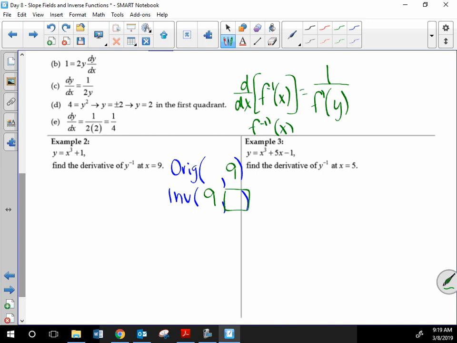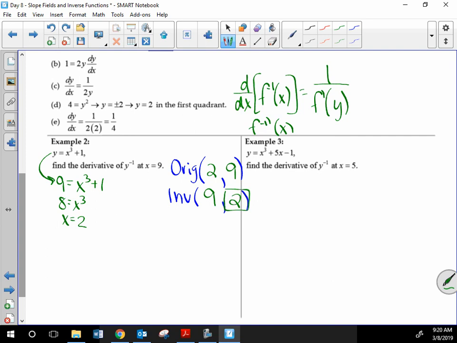So I'm just going to use my original function. My y value is 9, so 9 equals x cubed plus 1. Subtract our 1, we get 8 equals x cubed. What's our x value? 2. So that is what's in my box. Again, that idea that x and y switch, so when we're looking for the y value of our inverse, it's technically really just the x value of our original.